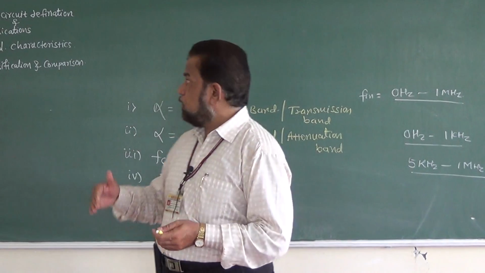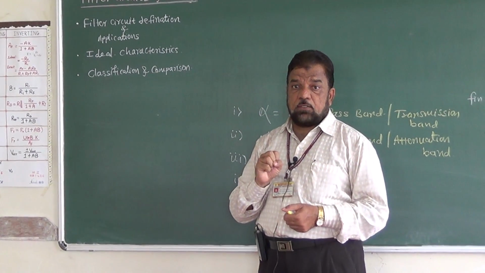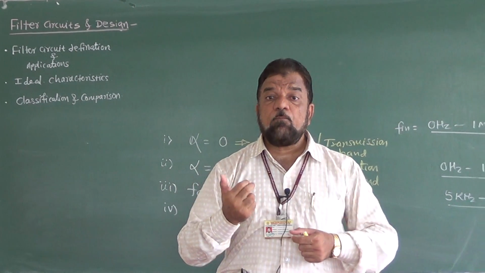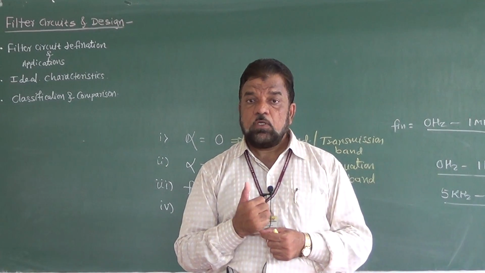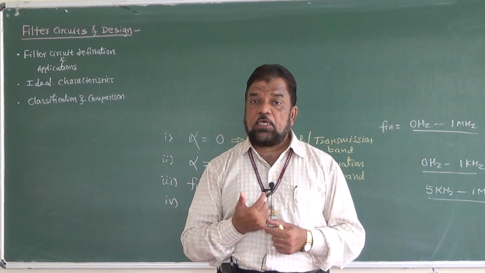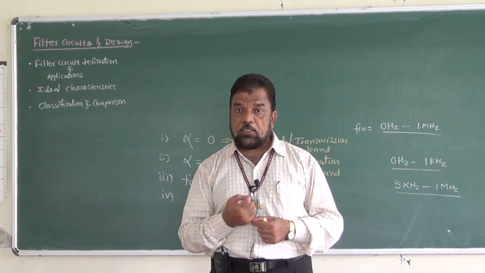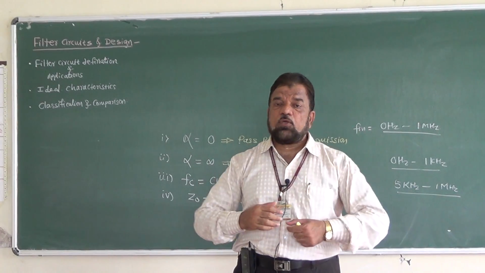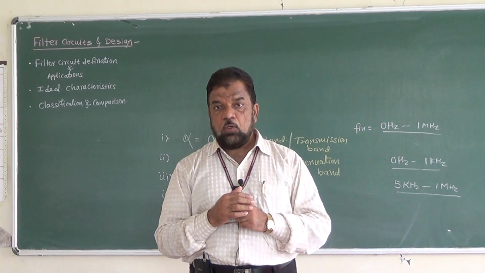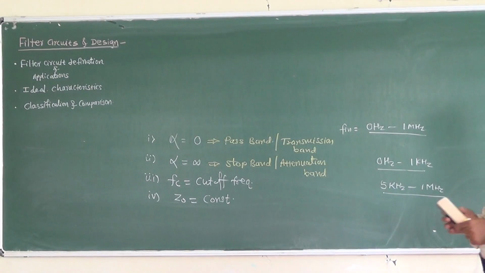Okay, that means the filter circuit we have defined as an electrical circuit which transmits one particular frequency range with minimum attenuation, ideally 0, and attenuates another frequency range with maximum attenuation, ideally infinite, and there exists one frequency which separates the pass band from the stop band. So these are certain characteristics of an ideal filter.